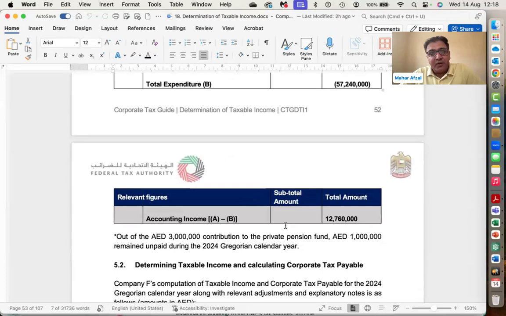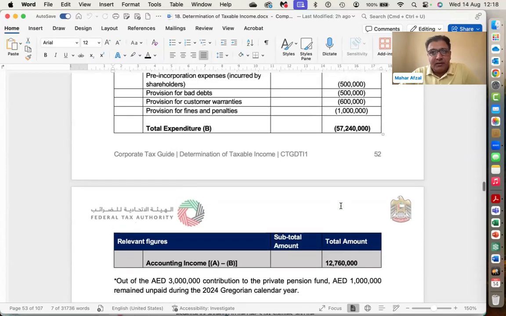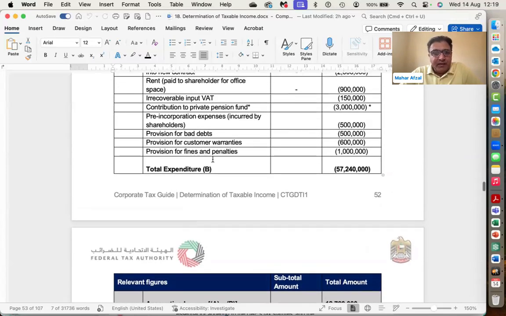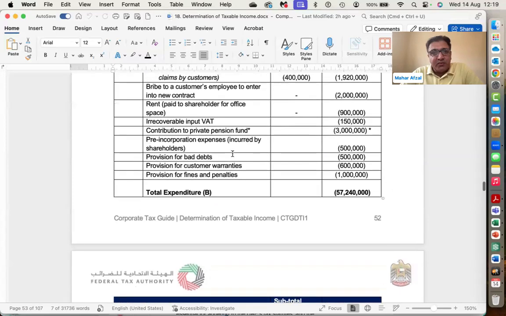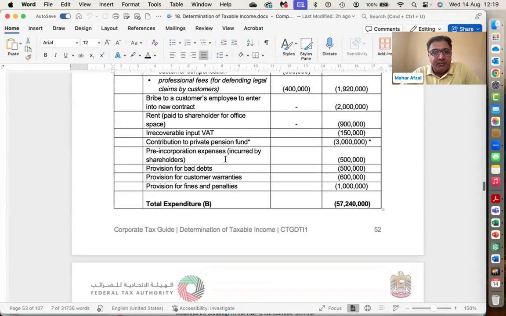If you're considering the accounting income, you need to make the adjustment. We can go through this adjustment very quickly. So 12760 is my profit. Provision fund, fines and penalties, for sure this is not allowed because fines and penalties are not allowed. I am adding it back. Provision for customer warranty, provision for bad debt, this is fine. Pre-incorporation expenses, this is allowed for tax.